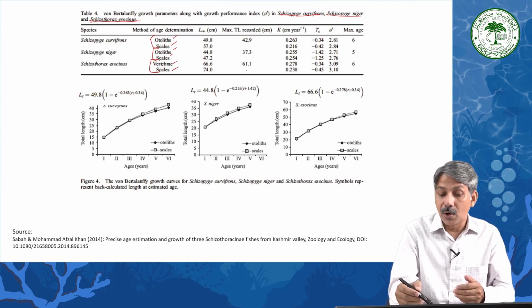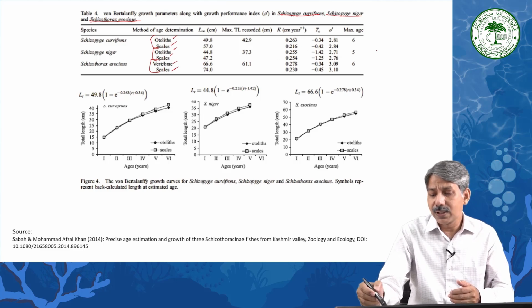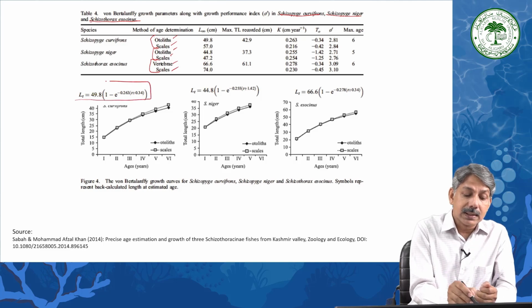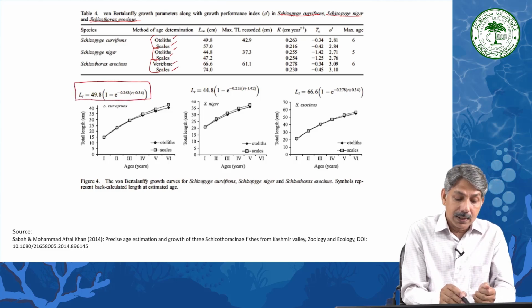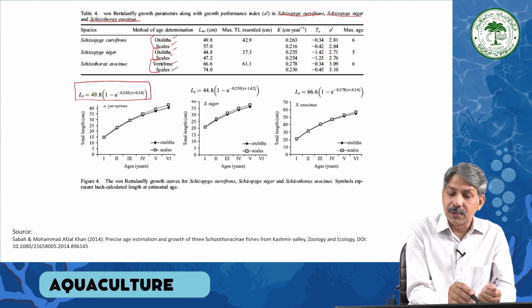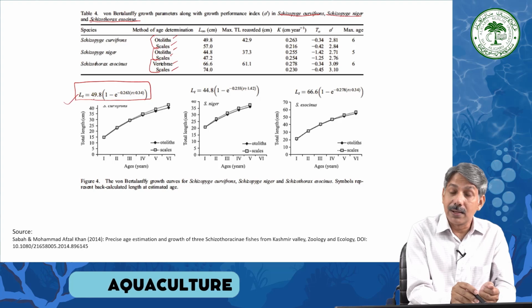Then this is recorded, what we got, maximum total length. Then K, the growth coefficient, again it was calculated, and likewise the other data. Ultimately, we got this equation for our fish. This is Schizopyge curvifrons, the first one. LT equals 49.8. The L infinity value we calculated is 49.8.